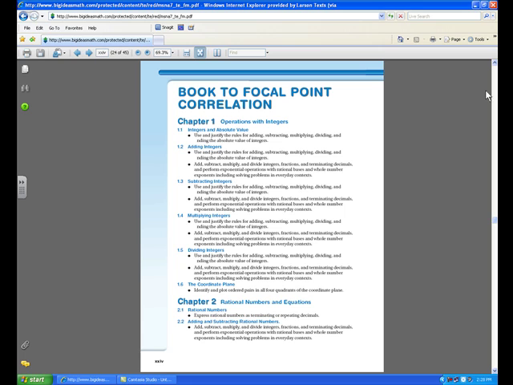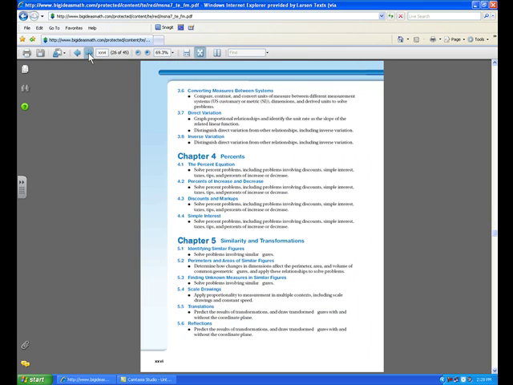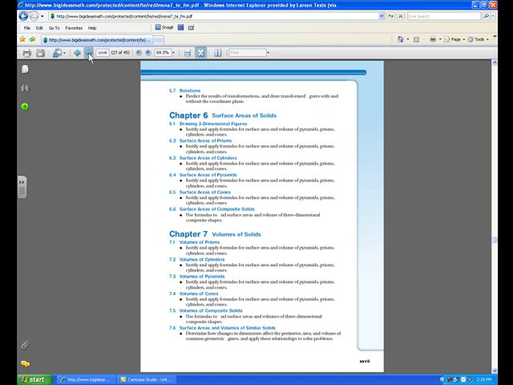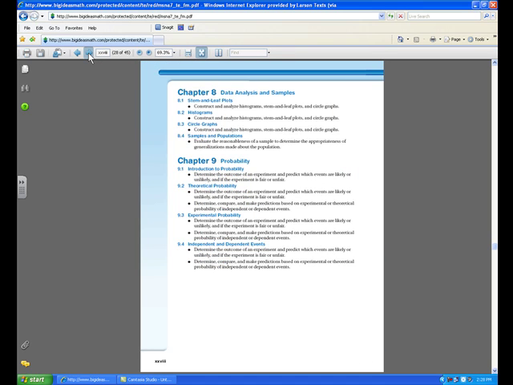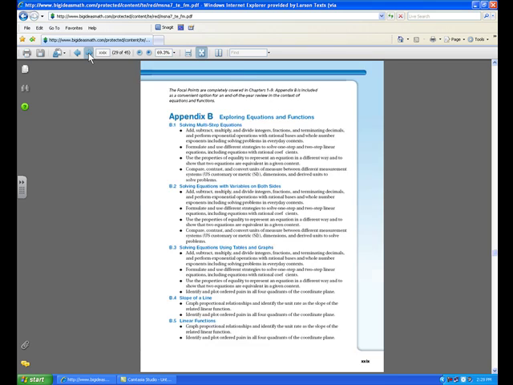So here we have listed each of the chapters and sections in the book, and then which of the focal points and the supporting piece that goes along with that is listed here by chapter. So you'll be able to identify which focal points are being covered, which chapters in the book.